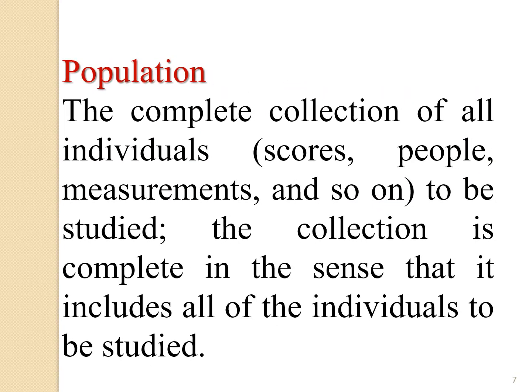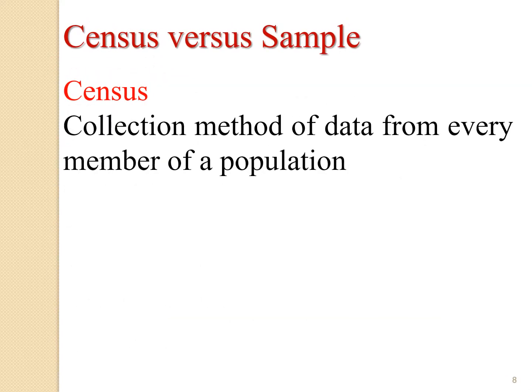First, population: the complete collection of all individuals to be studied. The collection is complete in the sense that it includes all of the individuals to be studied, for example scores or people measurements and so on. A simple example: the average height of US people is a population. Usually a population is too large. Second, census means the collection of data from every member of the population.